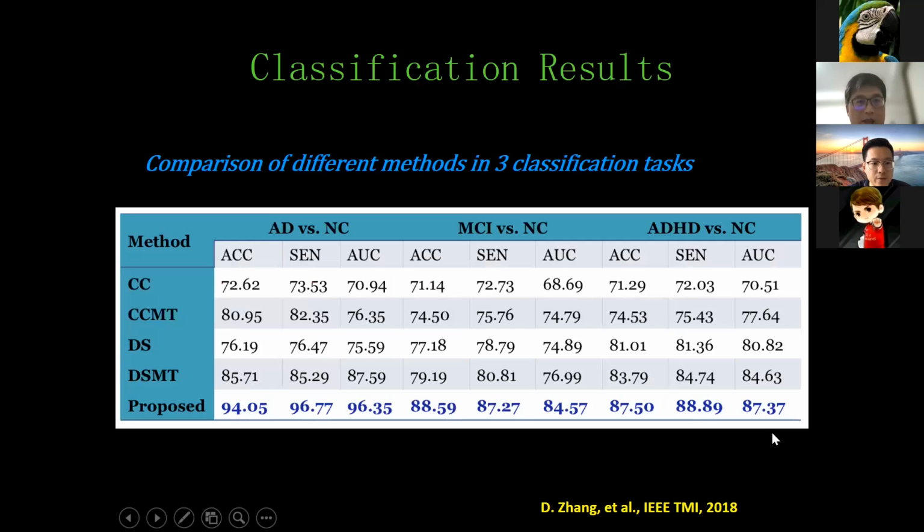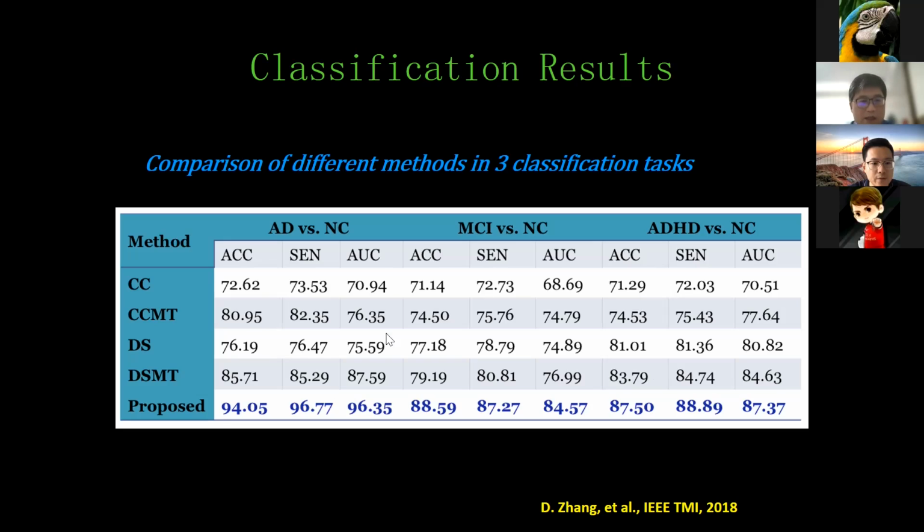So these are the classification results on three kinds of datasets: AD, MCI, and ADHD. For all the datasets, we use the resting state functional MRI, and we first construct the brain networks, and then we use our ordinal pattern based method, and also we compare our method with some traditional brain network based classification methods.